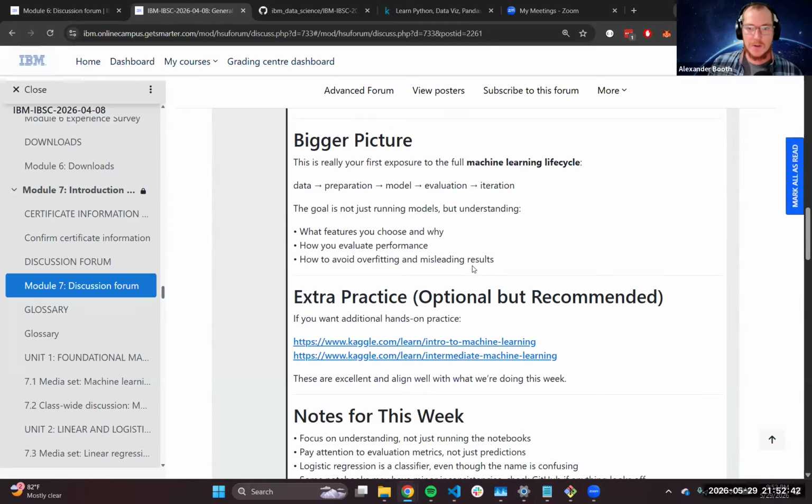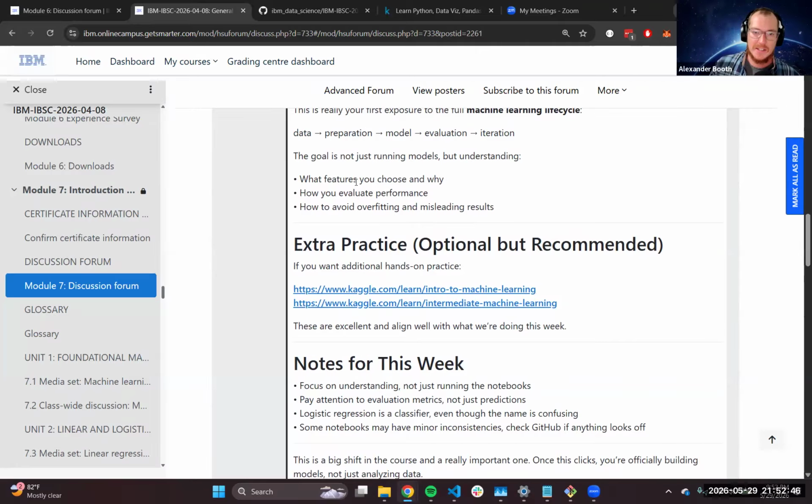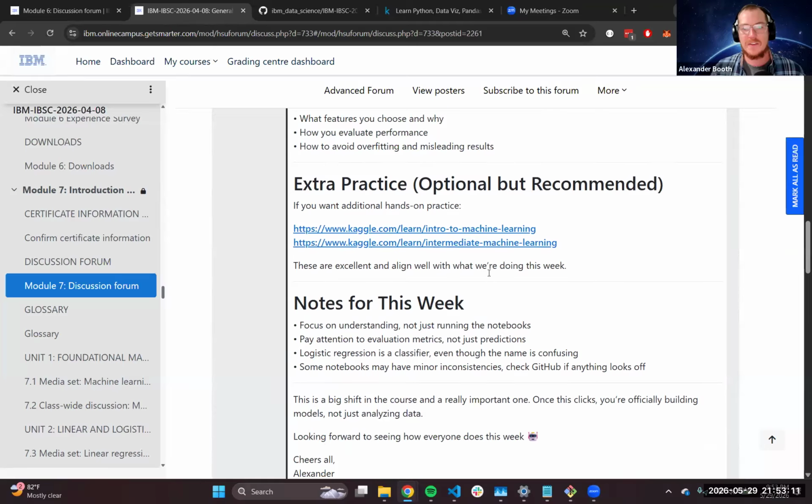This is going to be your first exposure to the full end-to-end machine learning lifecycle, going from data to feature engineering and preparation, modeling, evaluation, and iterating on that process. We're not just going to be running models, but understanding how, why, and when to choose different features or to engineer specific columns, how you evaluate performance for supervised machine learning models, how to avoid under and overfitting, as well as misleading results that a model can give.